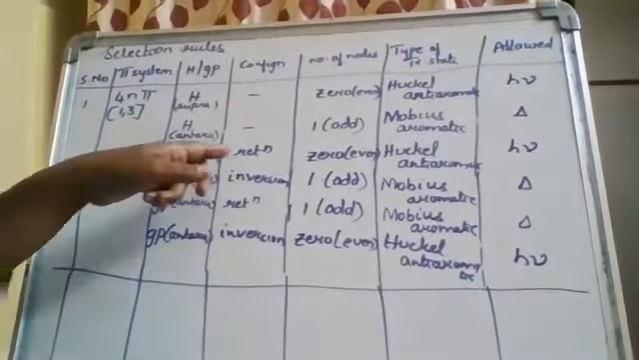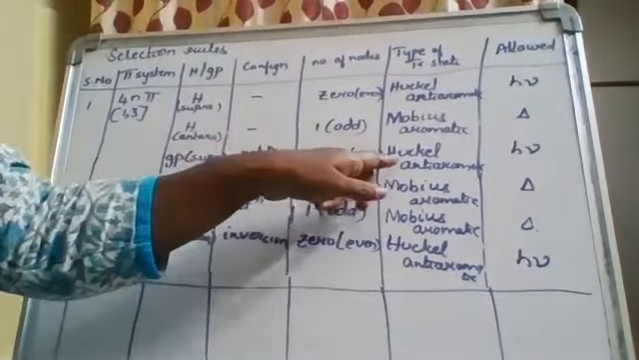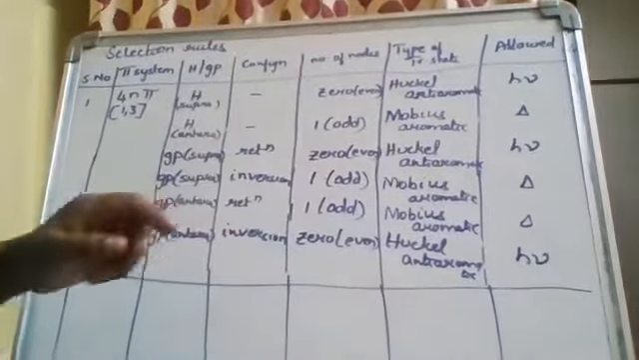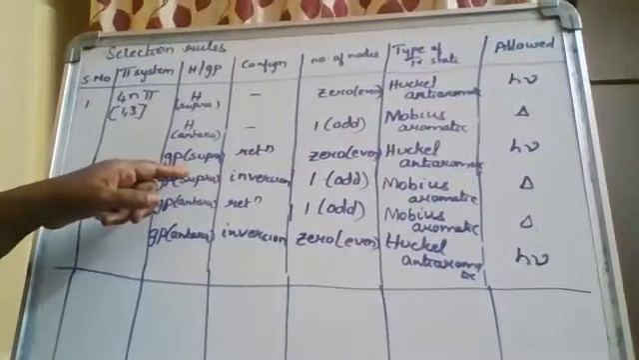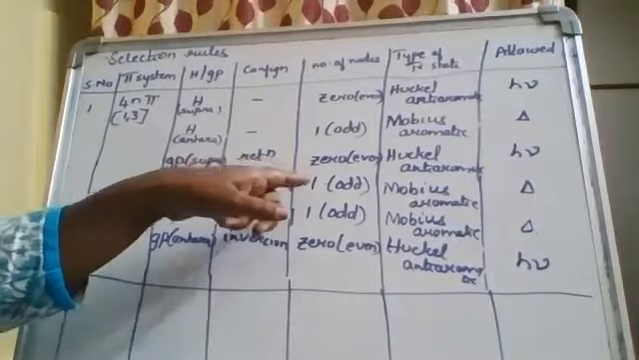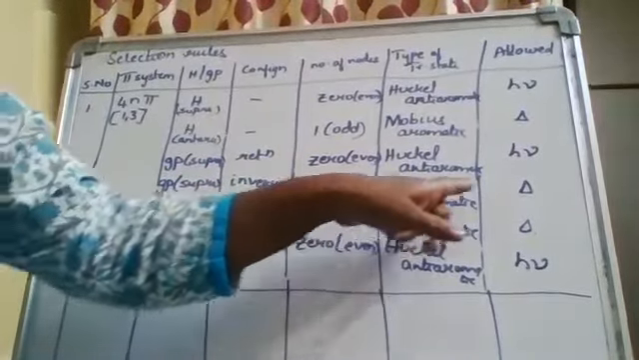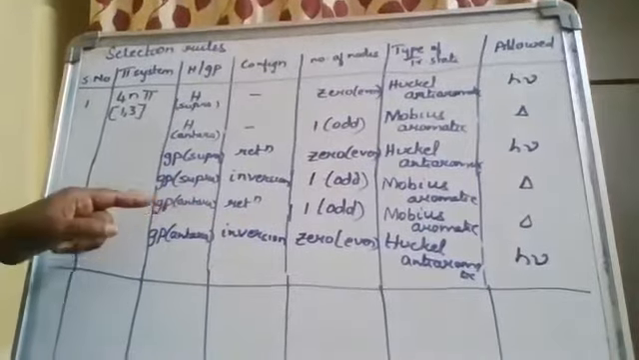Suprafacial group migration with retention of configuration, 0 nodes again. It's a Huckel anti-aromatic, photochemically allowed. Group migration suprafacially with inversion of configuration, presence of one node. It's a Mobius aromatic transition state, thermally allowed.